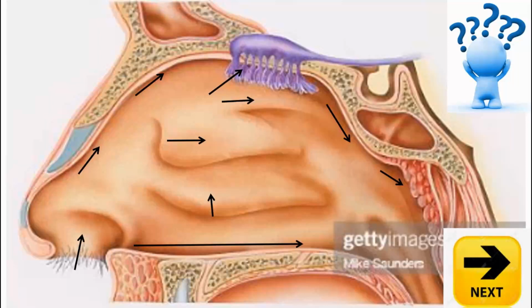and as it reaches the nasopharynx, we have a collection of lymphoid tissue called the adenoids.